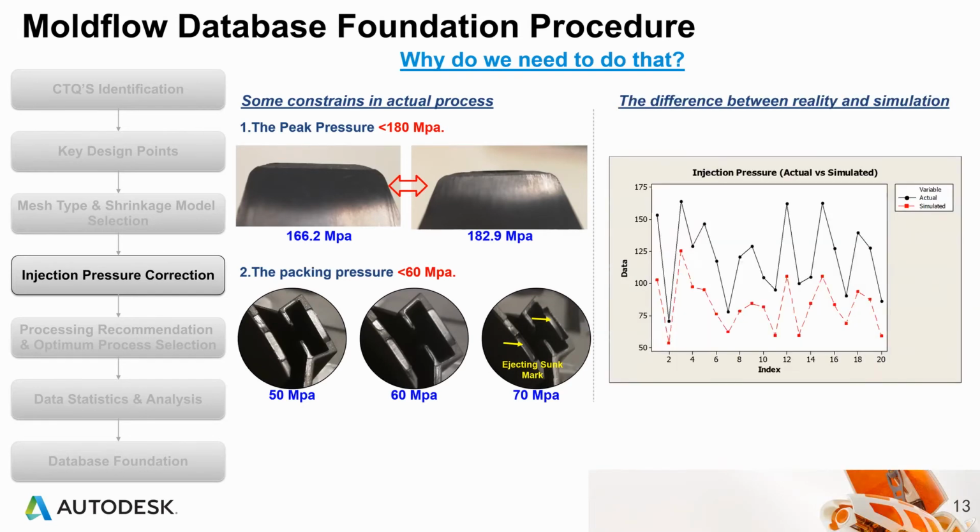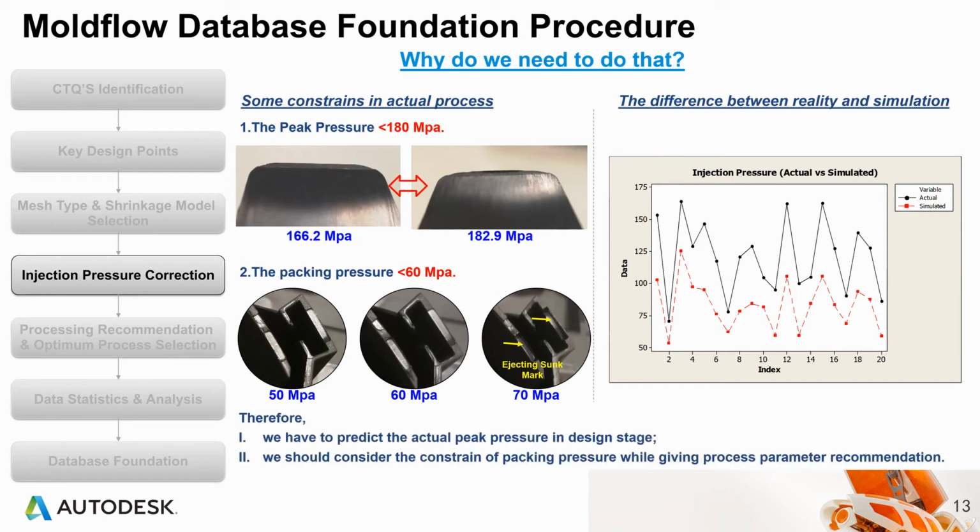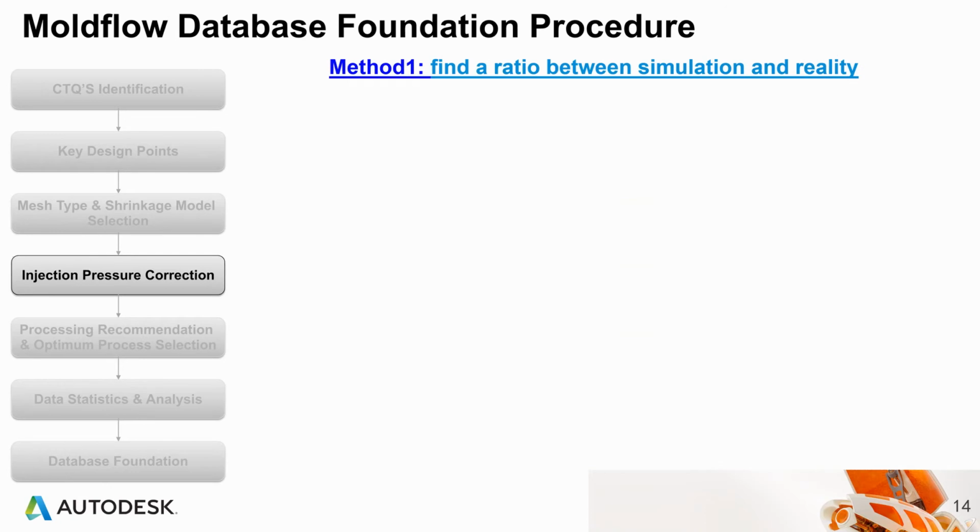As you know, the injection pressure from simulation is different from reality due to some objective factors. So we have to correct the injection pressure from simulation to identify with the actual status. And we have two methods. Method 1, we try to find out a ratio between simulation and the reality.